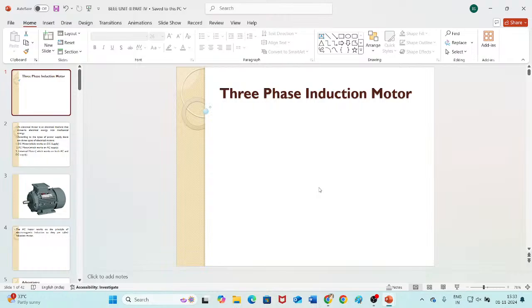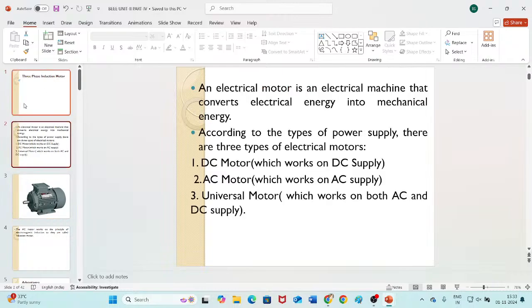So let us see what is three-phase induction motor. We know electric motor. It is an electrical machine that converts electrical energy into mechanical energy.